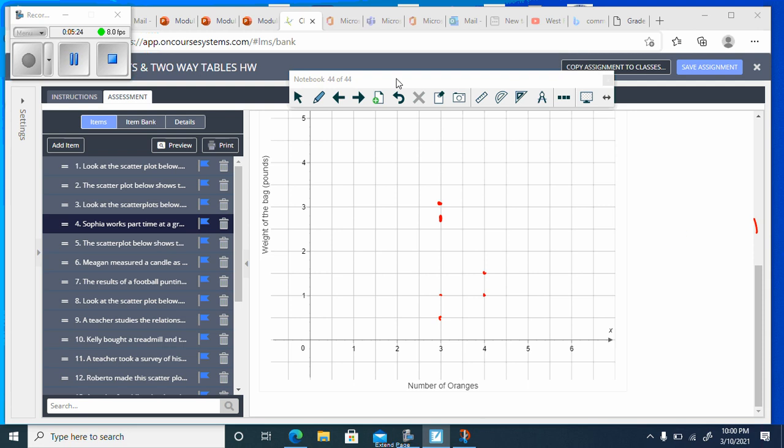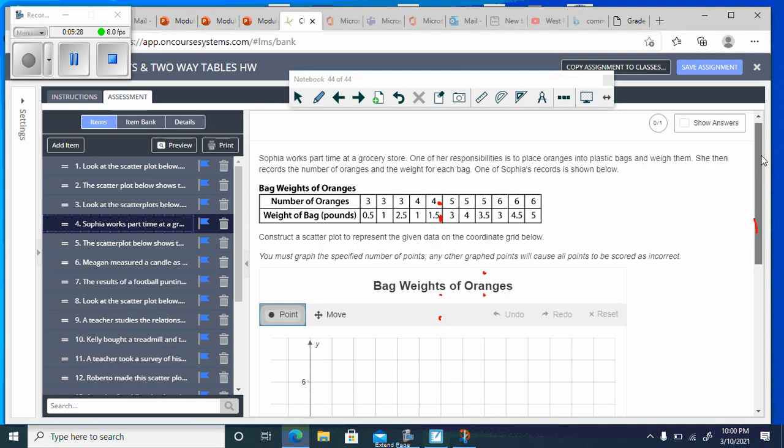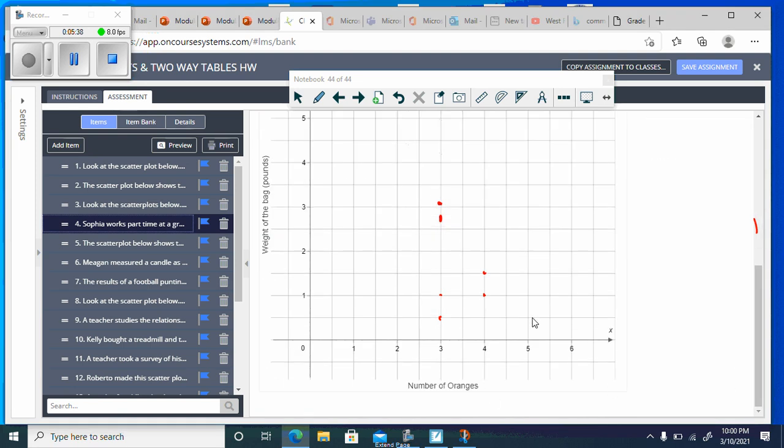So we're just plotting our data. Let's see what we've got for 5 oranges. 3 pounds, 4 pounds, and 3.5. 5 oranges would be 3, 4, and 3.5. All right.